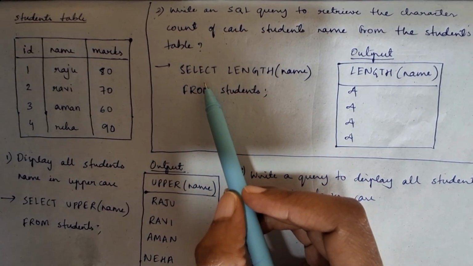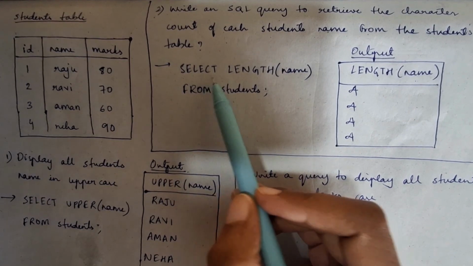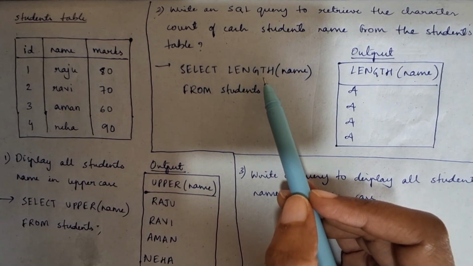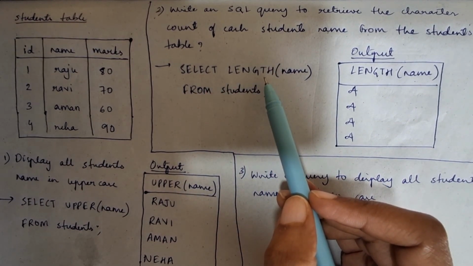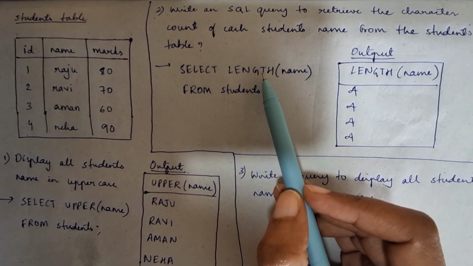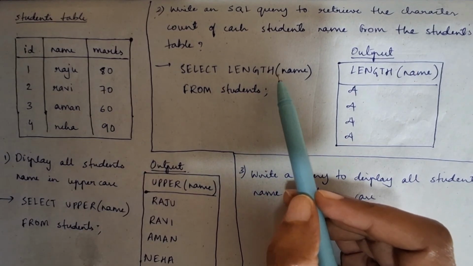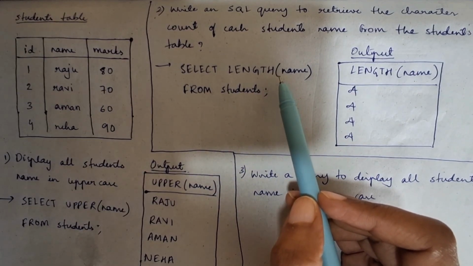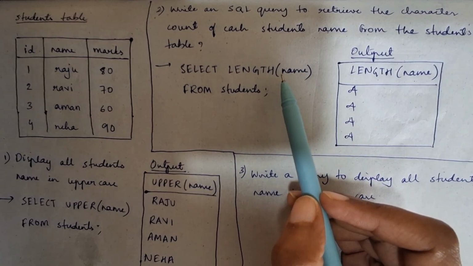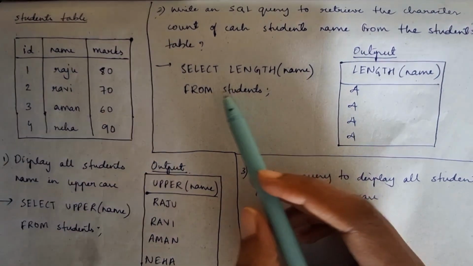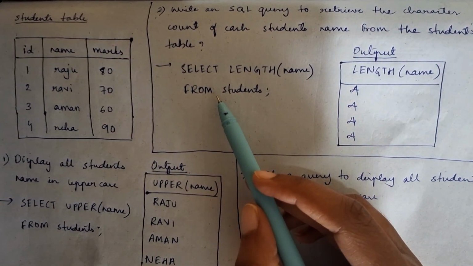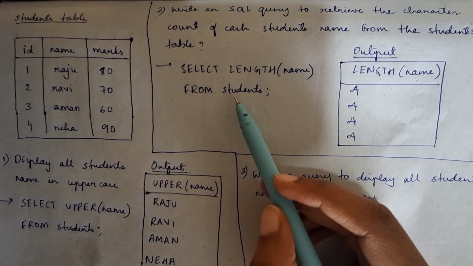Select keyword is used to display the result, and whatever we write after select will be shown in the output. Length is an SRF function. It is used to count the number of characters in a string. Here, name is the column on which the length function is applied, and length works on one row at a time. From students means the data is taken from the students table.